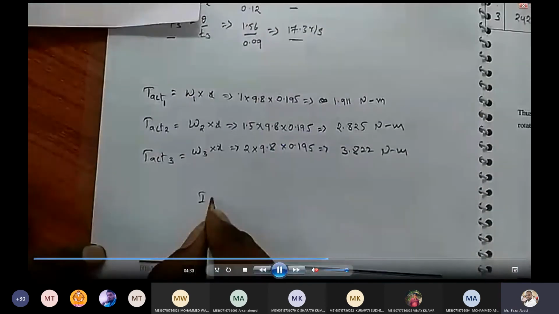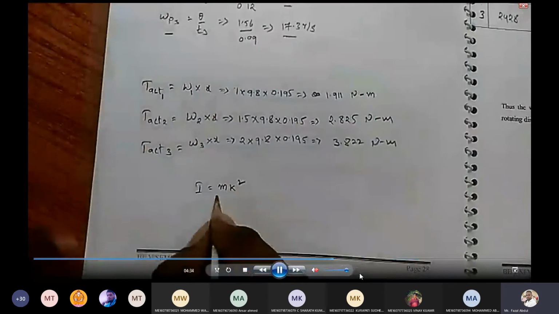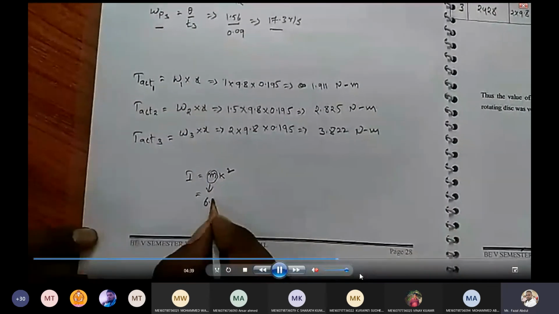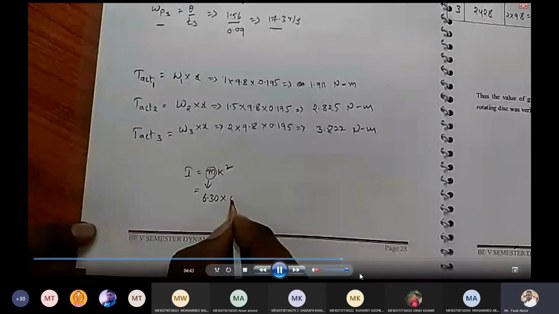I value we calculated. I is equal to mk square. M means mass of the rim, K is the radius of gyration. Mass of the rim is provided in the manual, 6.30 kgs. Radius of gyration is also provided in the manual, 0.10.